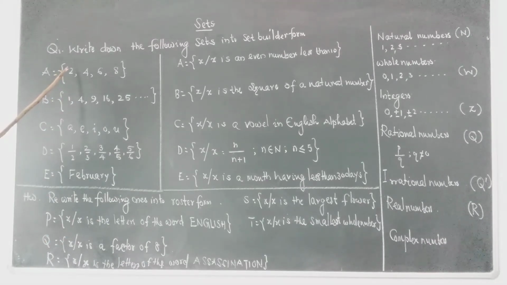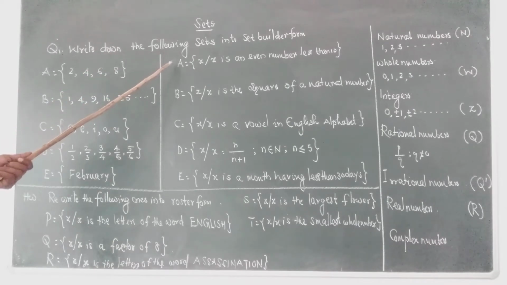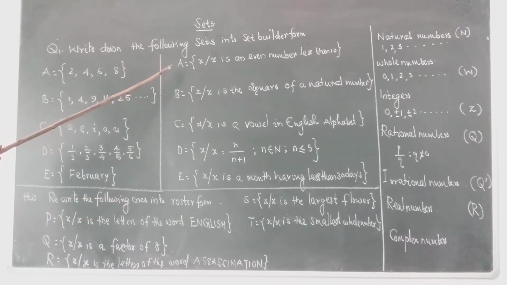Therefore, when you write A is equal to 2, 4, 6, 8, this set is in the roster form or listing form. Whereas the same set we write as A is equal to the set of x, where x is an even number less than 10. That is also a set, and this set is in the set builder form.